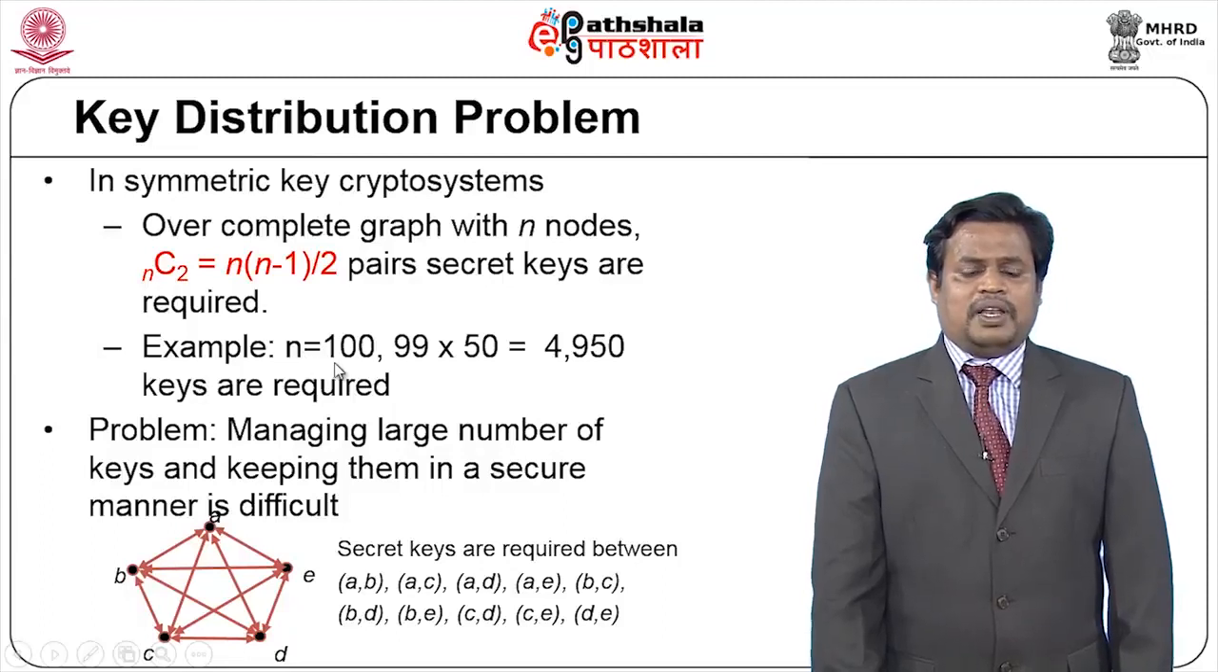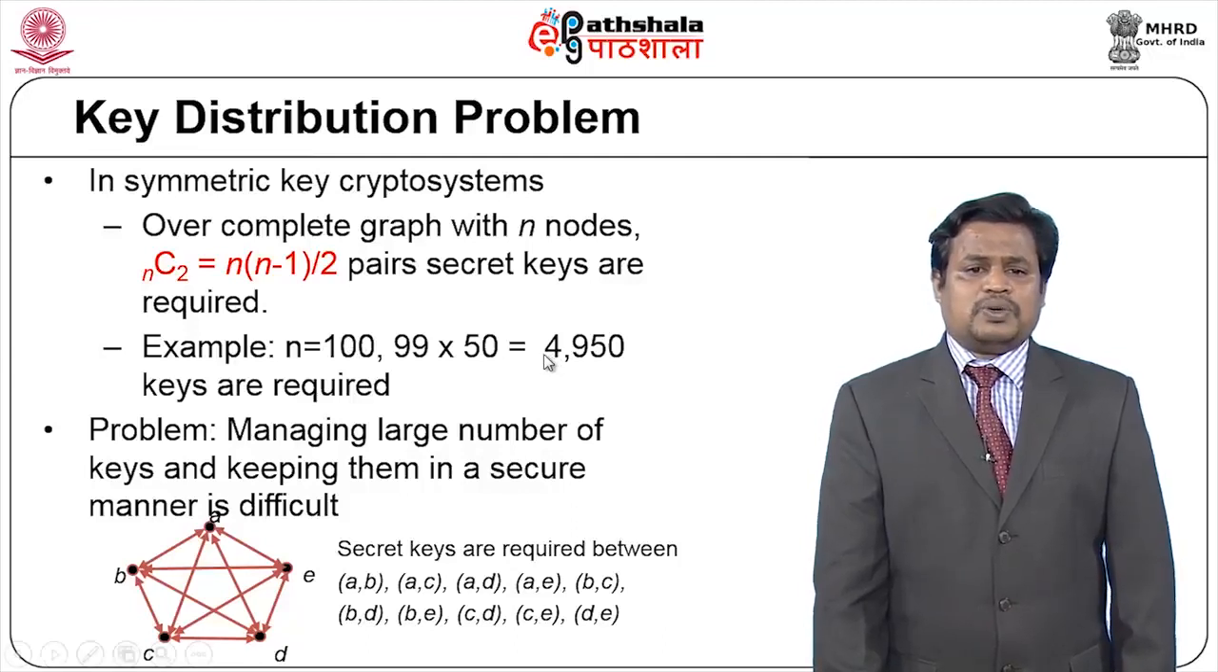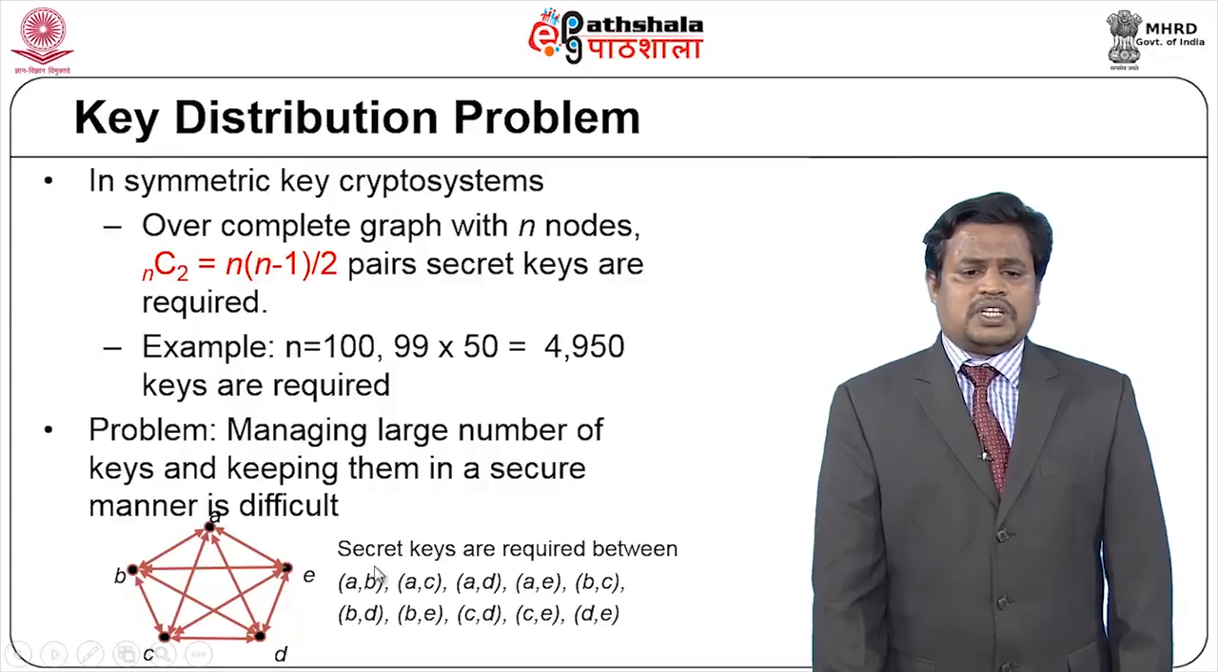Let us take an example. In the case of n equal to 100, 99 into 50, that is 4950 keys are required. Then imagine if it is the entire set of people who want to communicate over the server or with a particular other person, then it becomes a very big value. It is also not practically possible to share the particular keys. So that is what we are calling the key distribution problem. So key distribution is very difficult.